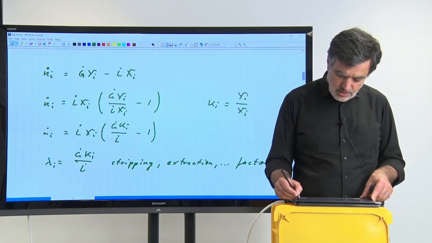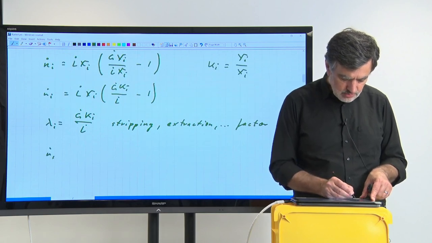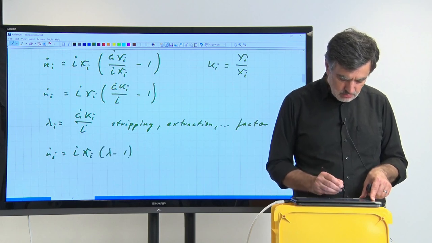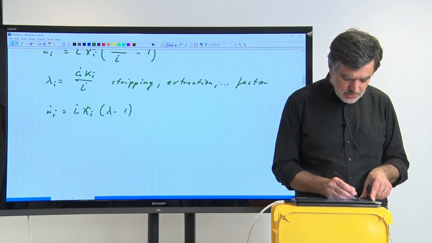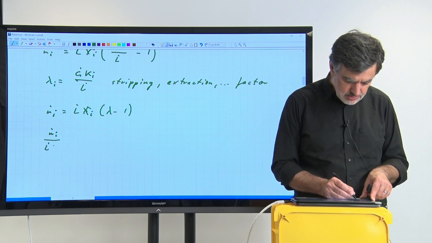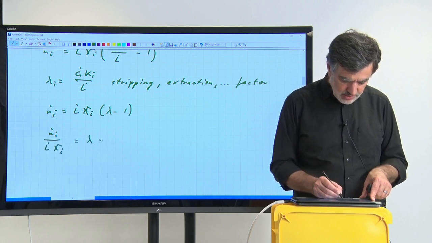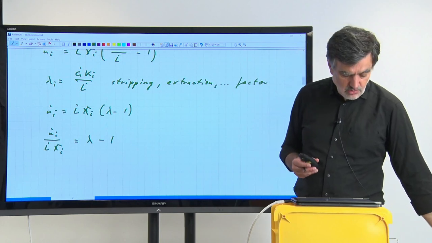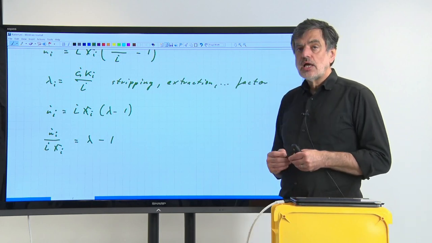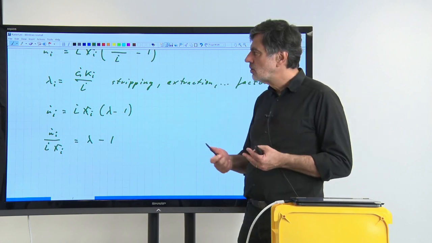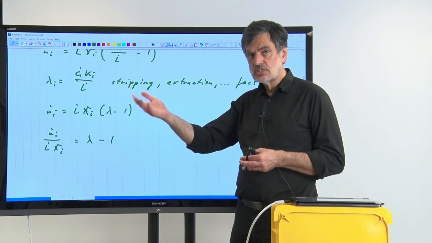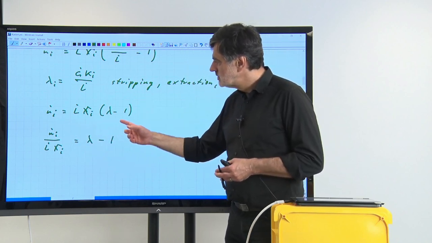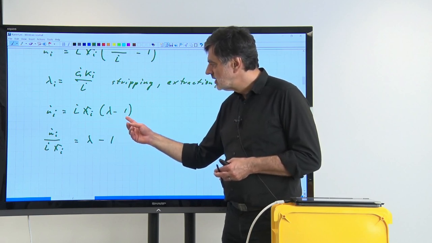So with that, we can rewrite the equation to yield ṅi equals L̇ xi times (lambda minus 1). Or we can also divide that, so to speak. We can say it's ṅi divided by L̇ xi equals lambda minus 1. And I write the different forms because the arguments that will follow will depend on either of these forms. And now we realize that if you want to look in which direction my component is moving, is it moving in positive direction, that is with the Ġ, or in negative direction with the L̇, we can see directly from this equation. This will be positive, that is with the Ġ, if the lambda is larger than 1.